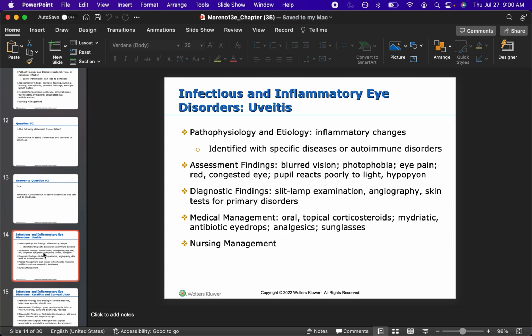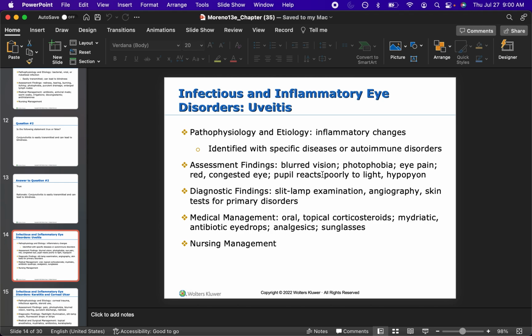All right. The next one, so that was more of an infectious disorder. This one's more of an inflammatory eye disorder, uveitis. This one is inflammatory changes. Usually this one's accompanied with specific diseases or autoimmune disorders. You can see some of the same symptoms: blurred vision, photophobia, eye pain, red, congested eye. With this one, the pupil will actually react poorly to light, so you'll see a change in that.